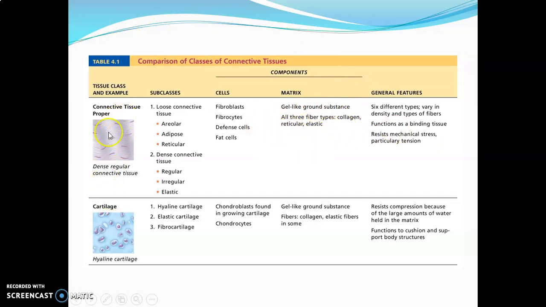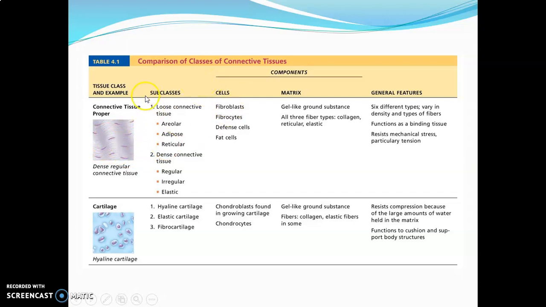So we start. We have dense regular connective tissue. This is connective tissue proper, dense regular. There are two types of connective tissue proper: loose connective tissue and dense connective tissue. So this image shows you dense regular. You can see the dense fibers, collagen fibers.